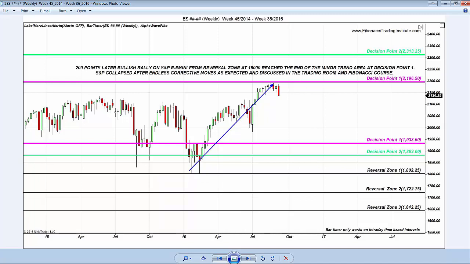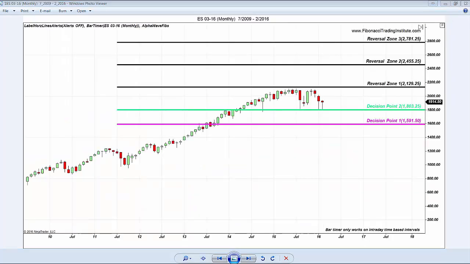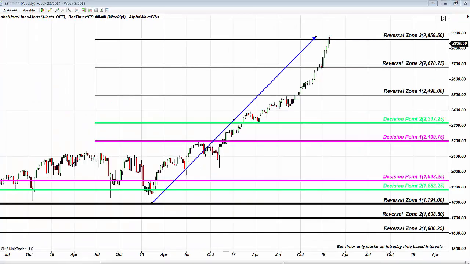Everyone is seeing this? It took S&P over 7 months to break through this level. Where is S&P right now? At the end of the rally. Market in bearish correction. This is an institutional chart.